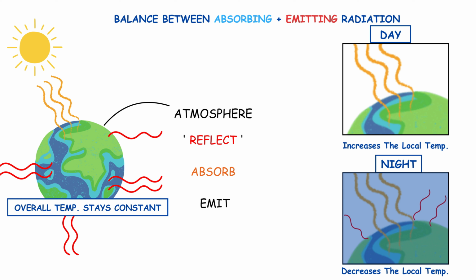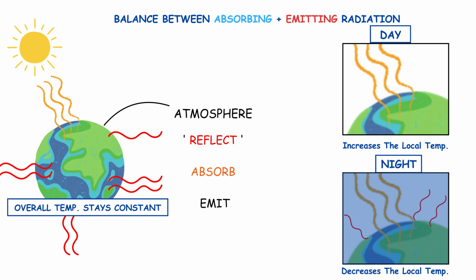The Earth is also surrounded by an atmosphere, which complicates this energy exchange further by reflecting, absorbing, and emitting radiation itself. During the daytime, the Earth and its atmosphere absorb more energy from the sun than they emit, leading to an increase in local temperatures. At night, the process is reversed, less energy is absorbed and more is emitted, so the local temperature drops. However, since different parts of the Earth are always exposed to sunlight at any given time, there is a balance on a global scale that keeps the overall temperature of the planet relatively constant.